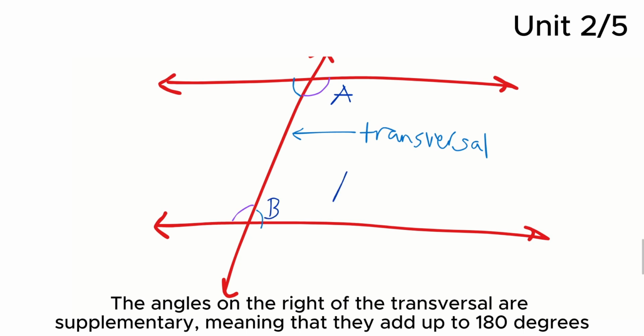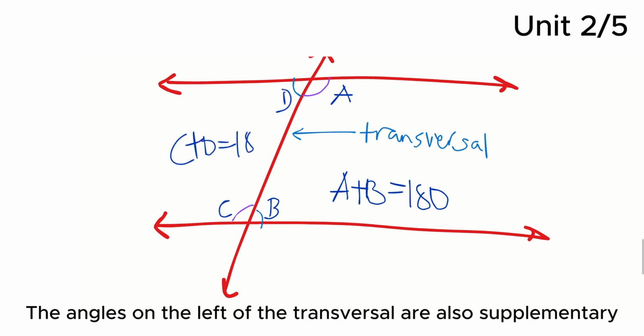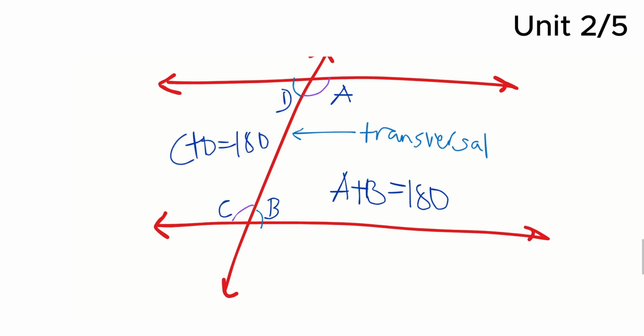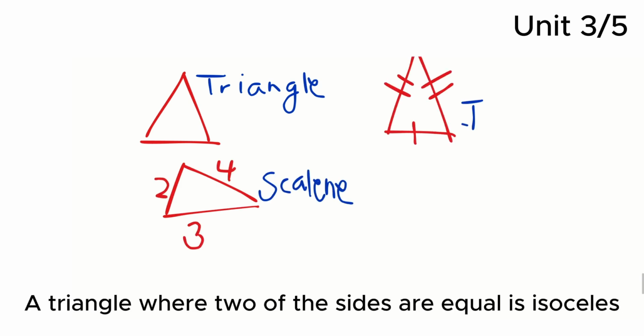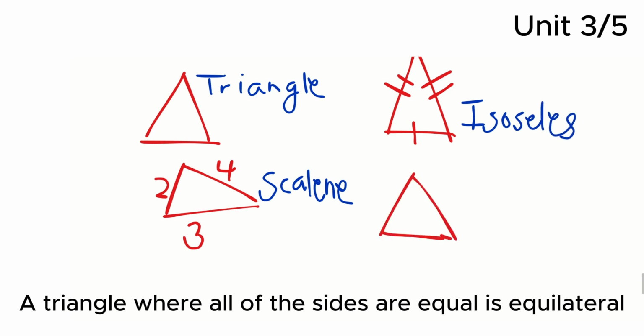The angles on the right of the transversal are supplementary, meaning that they add up to 180 degrees. The angles on the left of the transversal are also supplementary. This is a triangle. A triangle where none of the sides are equal is scalene. A triangle where 2 of the sides are equal is isosceles. A triangle where all of the sides are equal is equilateral.